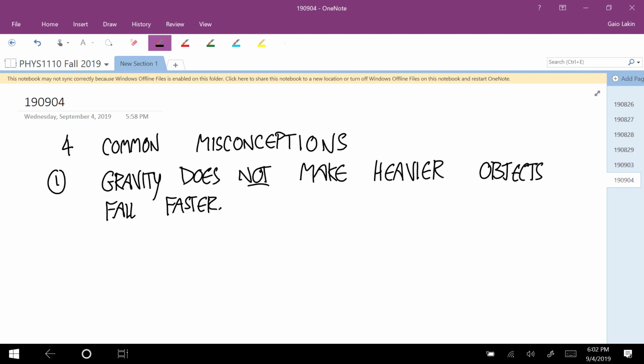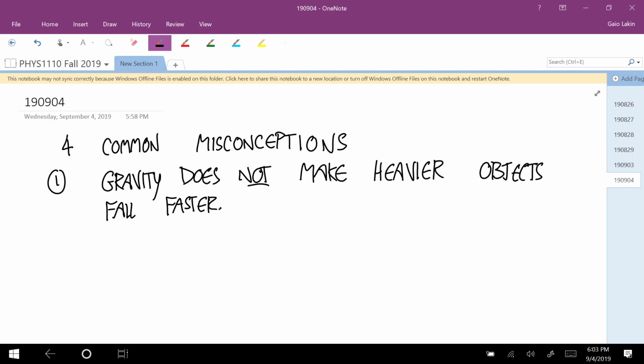Okay, the second one is also related to gravity. Anyone remember what that one was? That's the third one. Okay, that's an important one too. So the second one is the horizontal motion of an object doesn't change how gravity affects its motion.